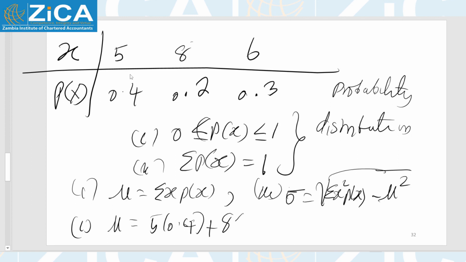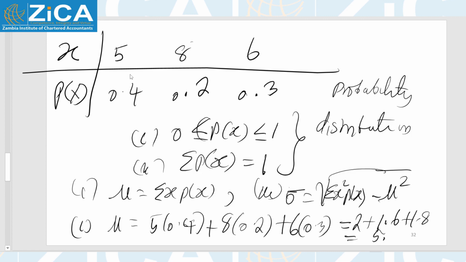Now, we get mu will be equal to 5 times 0.4 plus 8 times 0.2 plus 6 times 0.3. If you simplify this, you get 2 plus 1.6 plus 1.8, and this will be equal to 5.4.